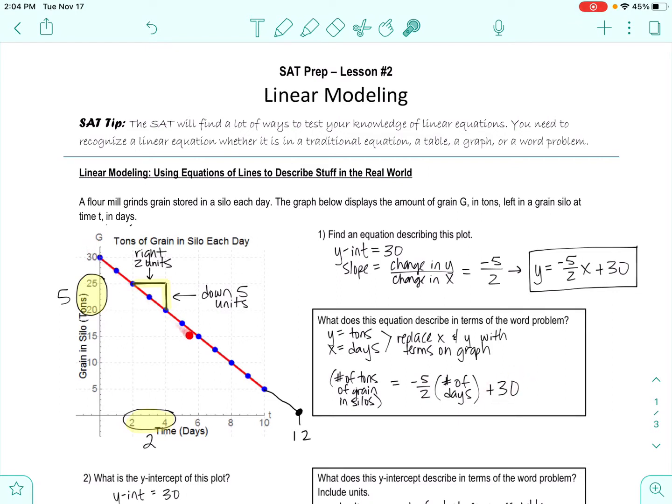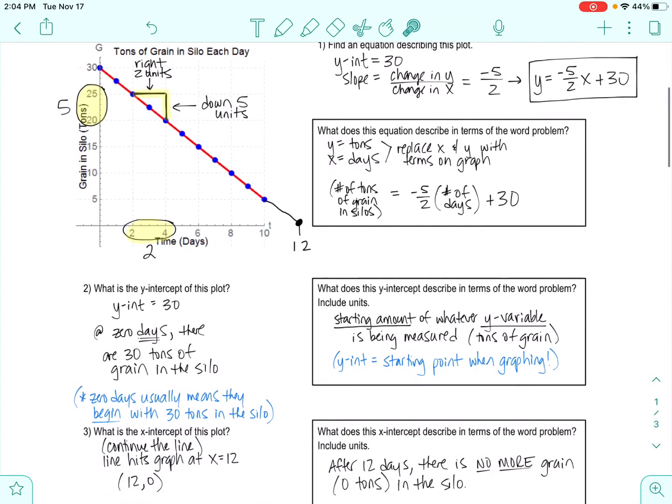We do have a negative, decreasing slope here. That's because as the number of days increases, the amount of grain in tons decreases, because they're taking the grain out of the silo and using it, selling it, milling it, doing whatever they need to do with it. What is the y-intercept? It's 30. What does that represent? A lot of times you'll be asked a multiple choice question about what the y-intercept represents. That means at a time of 0 days, at the very beginning of this farmer's harvest of grain, without having used any of it, on day 0, he has 30 tons of grain in the silo.